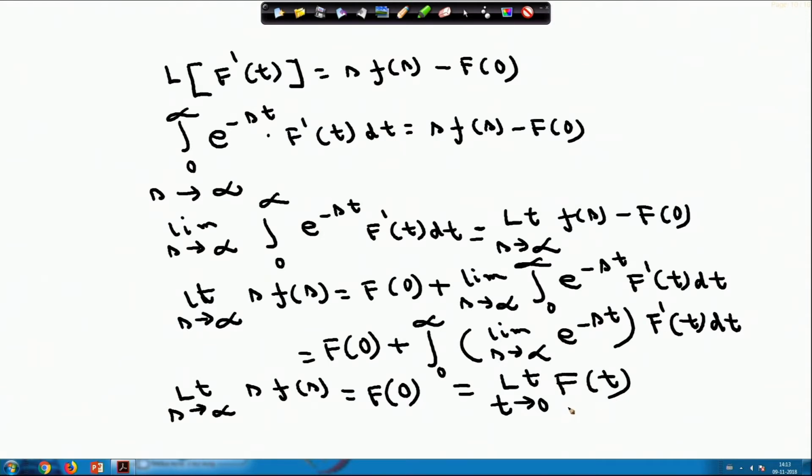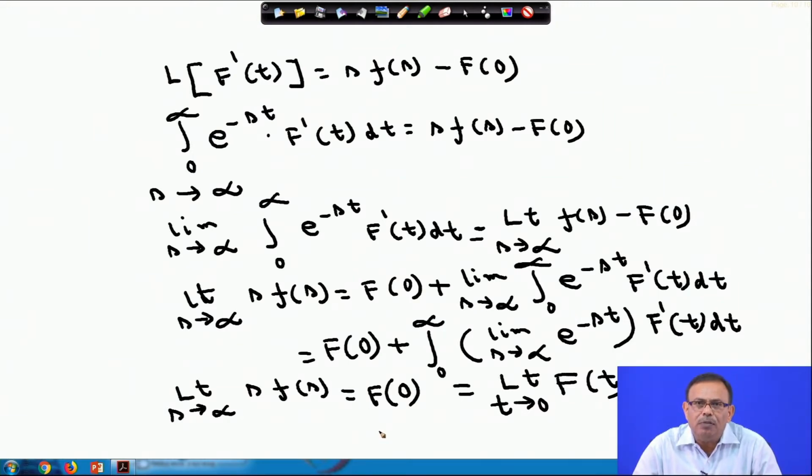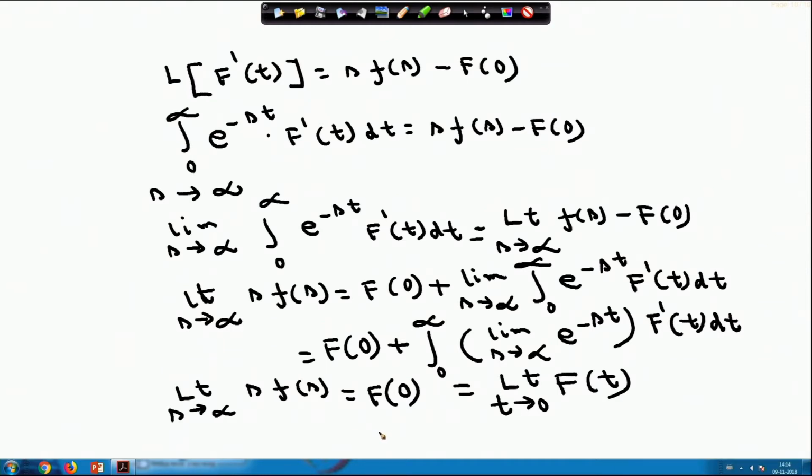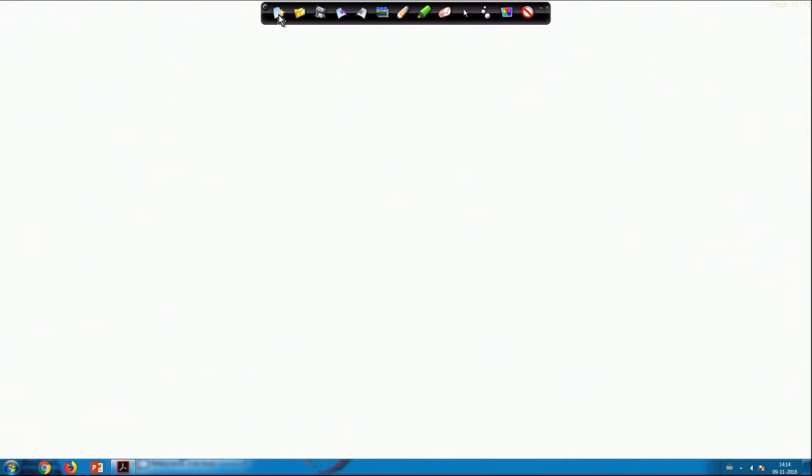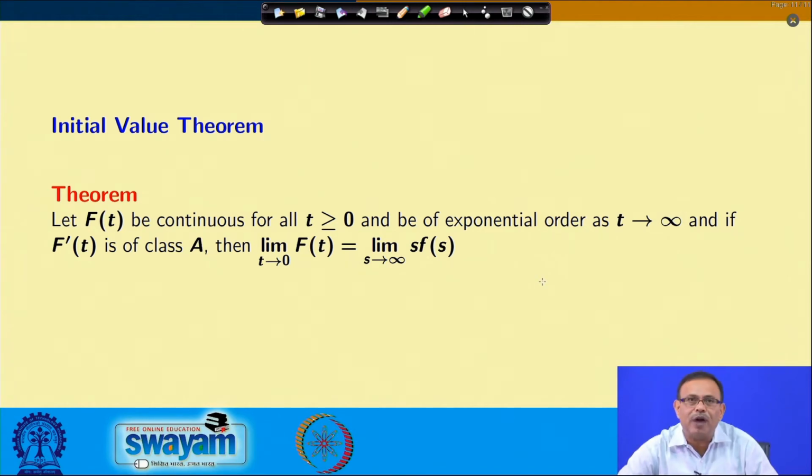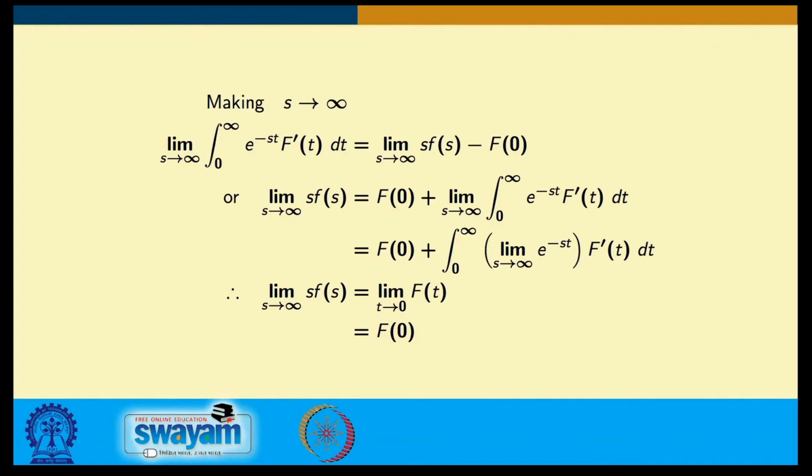So, that our proof is complete, that limit t approaches 0 f t equals limit s approaches infinity s f s. So, please note this thing, that if I take a function f t, the limiting value as t approaches 0 always will be equals to the limiting value of the function s f s whenever s approaches infinity. So, this is the initial value theorem, the proof whatever I told, that just I have written. Making s approaches infinity you are getting this, you will come back to this line and from there f 0 plus limit s approaches infinity e power minus s t in 0 to infinity, which will become 0. So, that you will obtain limit s approaches infinity s f s is equals limit t approaches 0 f t, which you can write down as f 0.